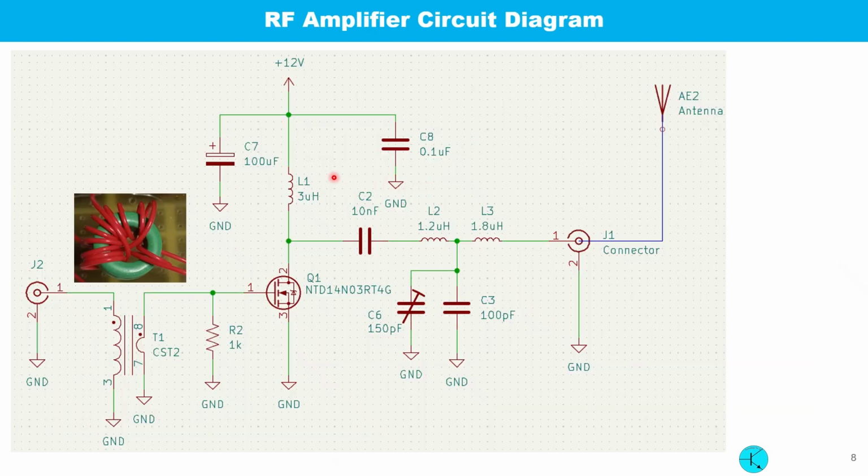Now the complete RF amplifier circuit is shown. A 3 microhenry inductor L1 is used to allow DC to the drain, but the RF output is blocked from the supply. So the RF is allowed to go through the capacitor C2 to the matching circuit and onto the antenna.